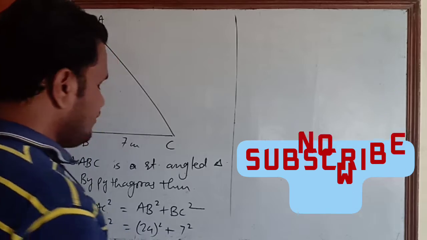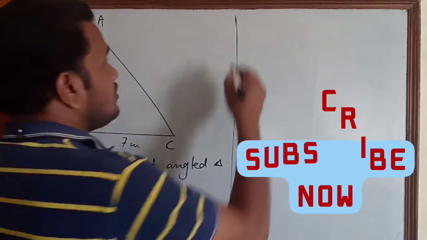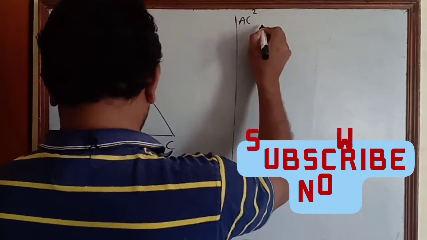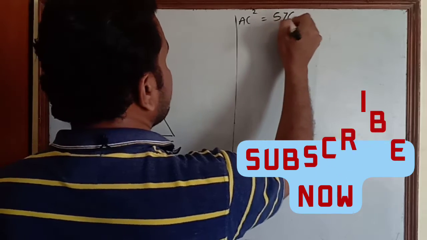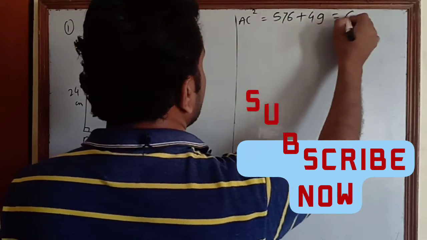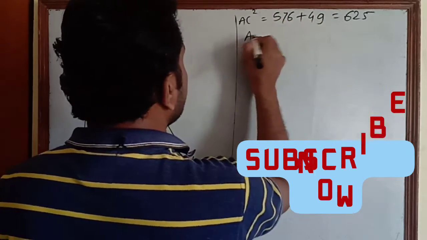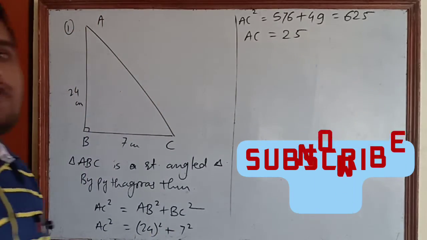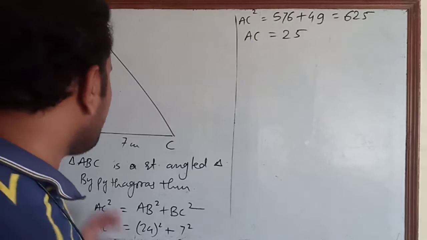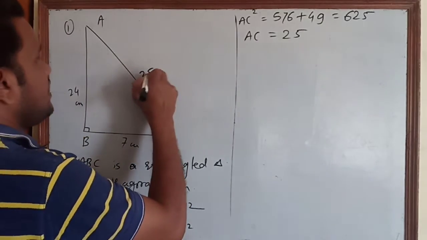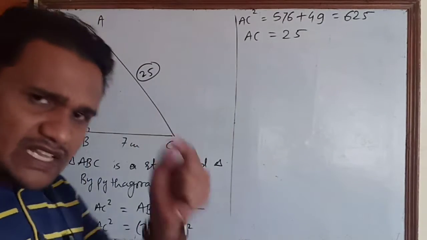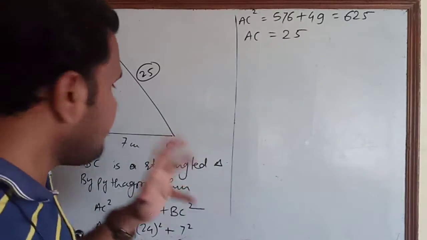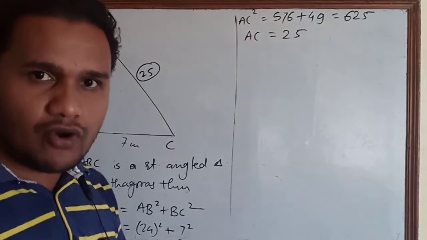So simply if you calculate, what is the square of 24? 576 plus 49 gives you 625. It means your AC is 25. We got AC 25. So in this way, I am writing here 25. I encircle it because it is not a given value. We calculated that value.